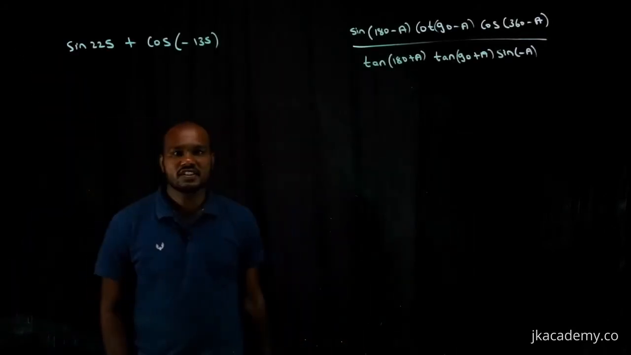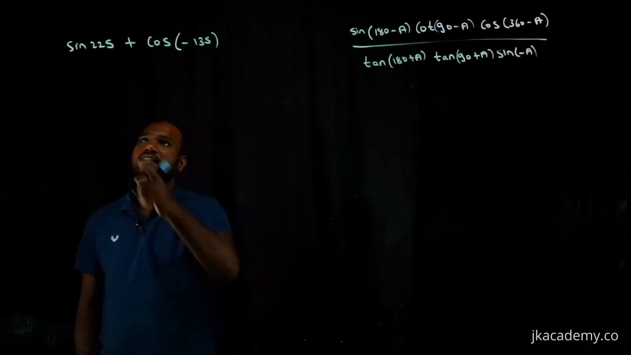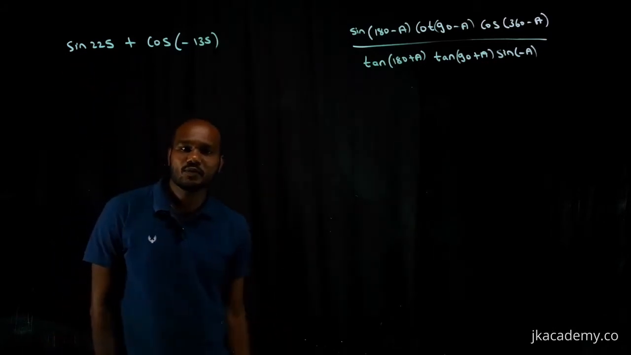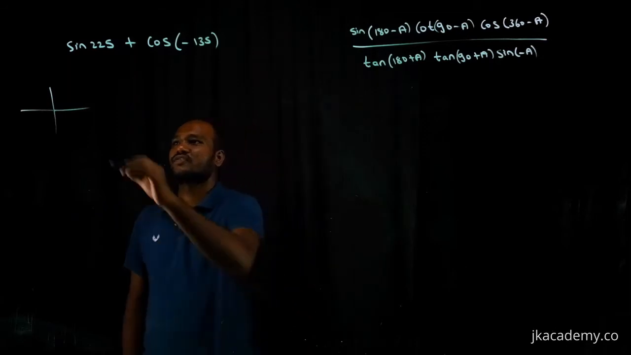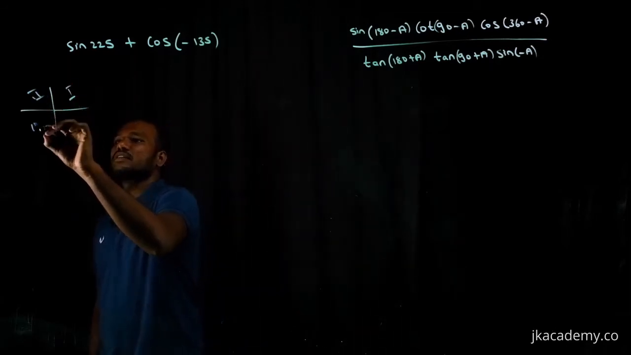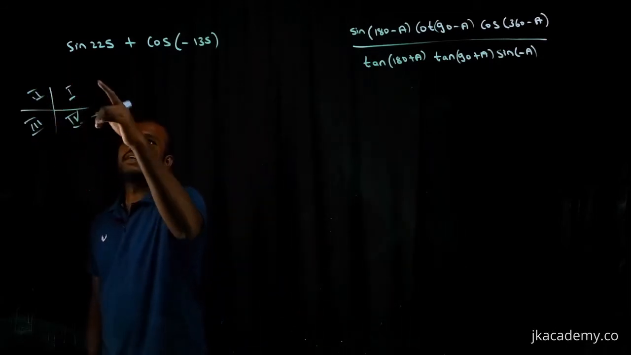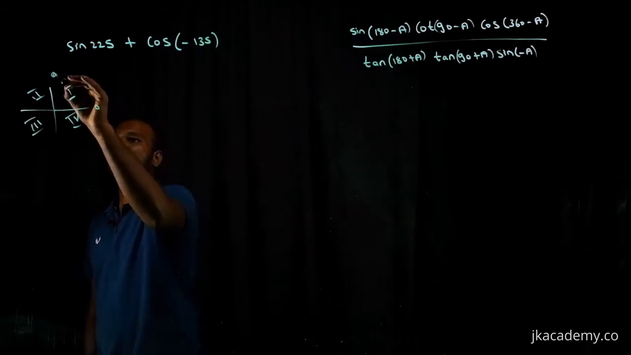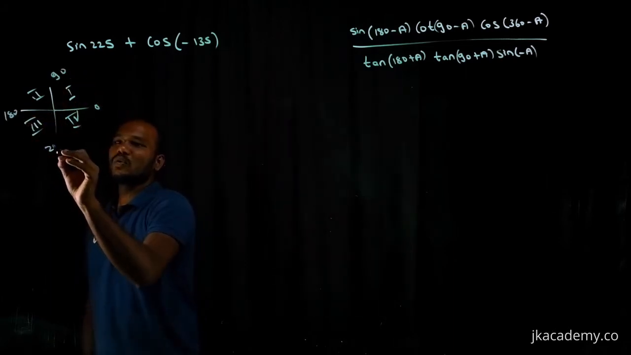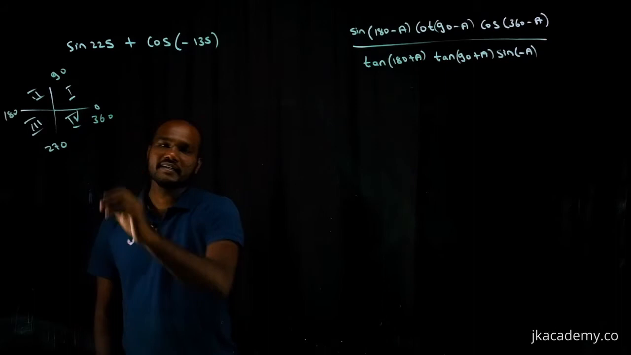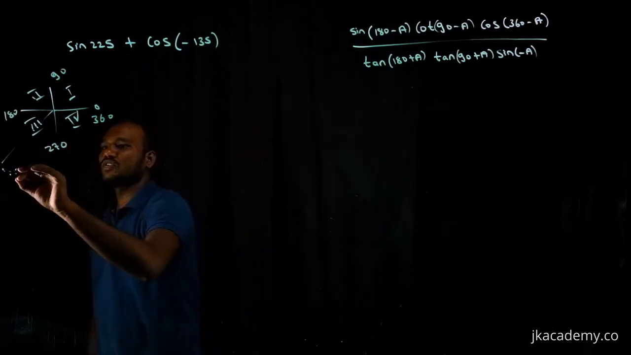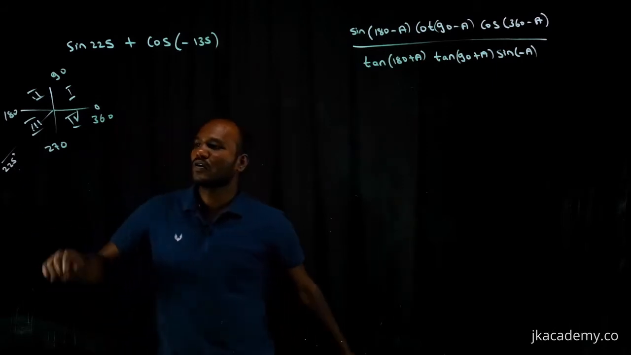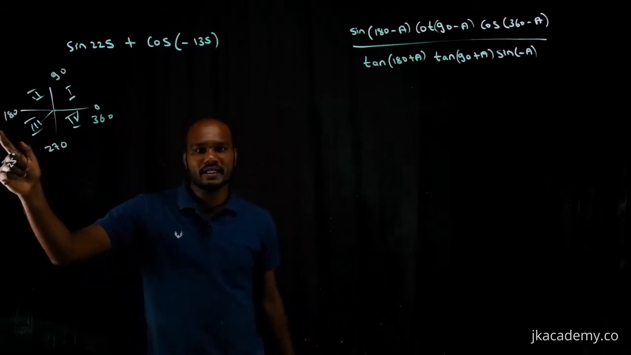Again, these two questions are asked. How to solve this? See here, sine of 225 degree. That's what we have to calculate. To calculate this, first we have to take a quadrant system. This is the first, second, third, and fourth quadrant. This is 0, 90, 180, 270, and again we can write it as 360 degree. 225 degree is here, because it is below 270 and above 180 degree.